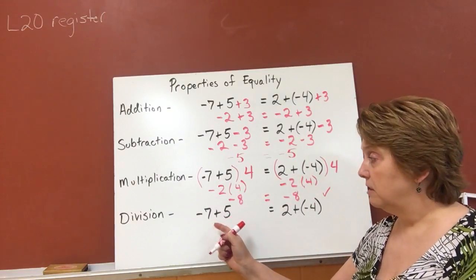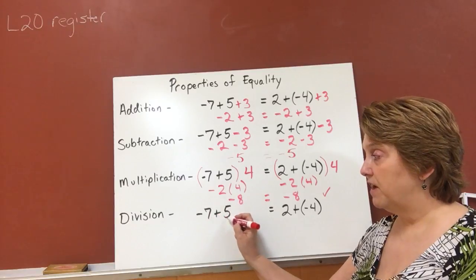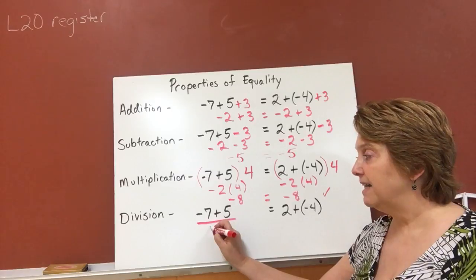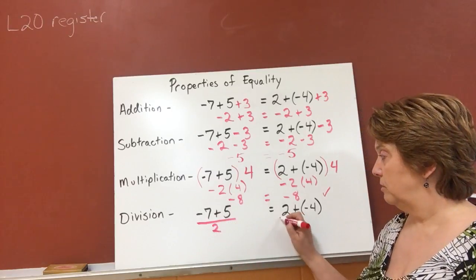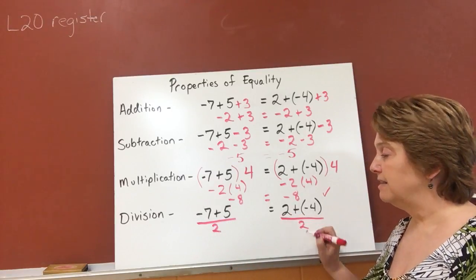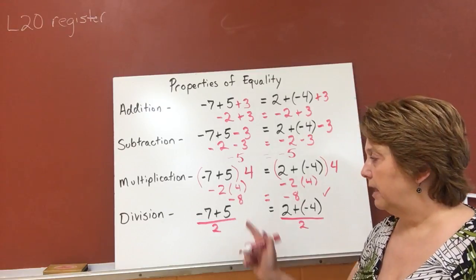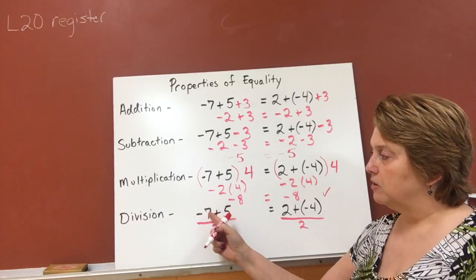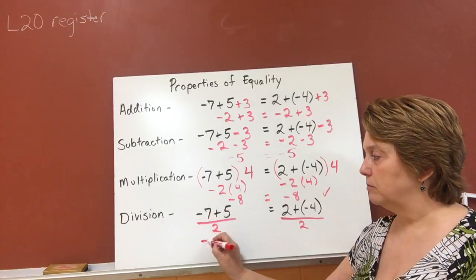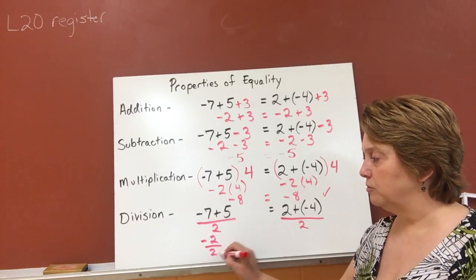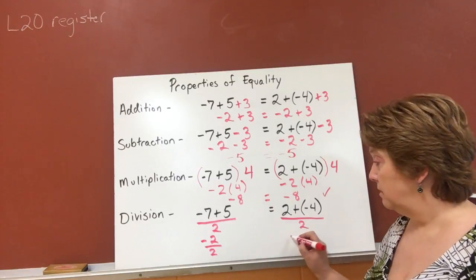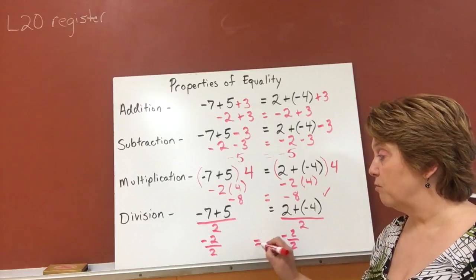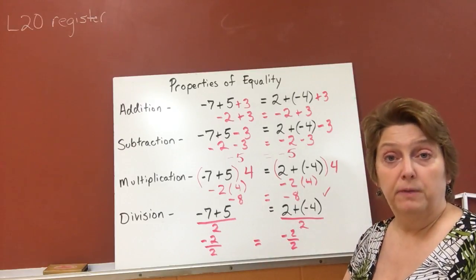Here with division, if I've got -7 plus 5, and then I take the whole thing and divide this whole quantity by 2, I can show it this way. Now this is probably the easiest way to show it. So I have a -2 divided by 2 is -1. And again, -2 divided by 2 is -1. So these two end up equal.